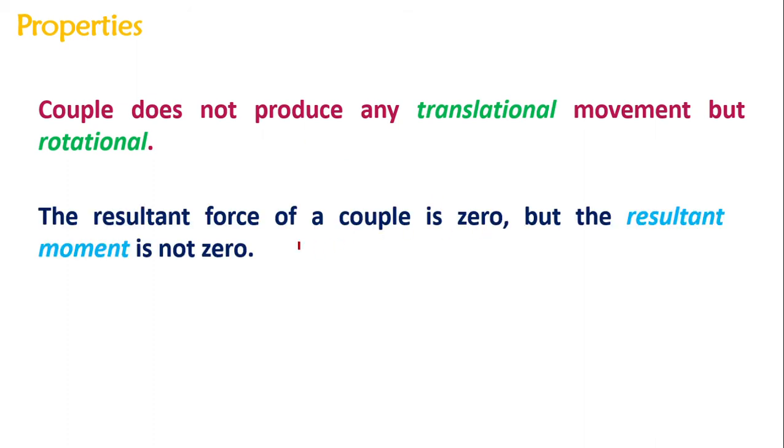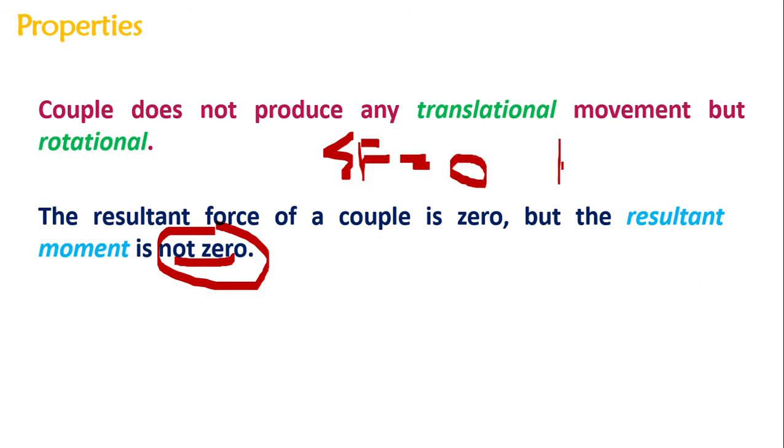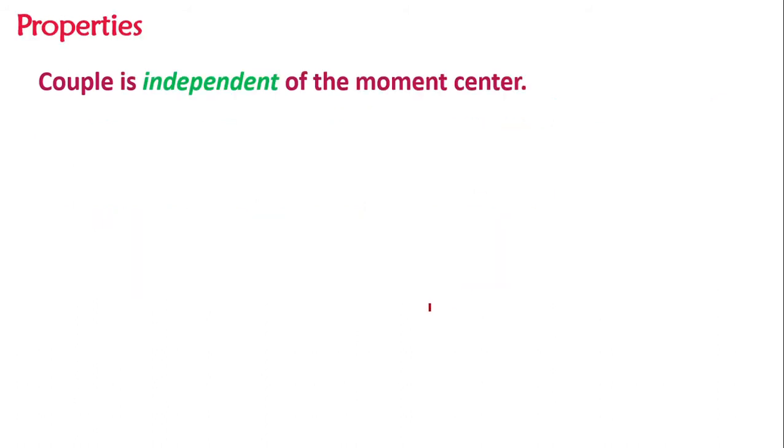Okay. So, sabi diyan, a couple does not produce any translational movement but rotational. So, the resultant force of a couple is 0, but the resultant moment is not 0. Yan, tatandaan nyo. Kasi pag kinompute natin ang sum of forces, lilitaw ay 0. So, ibig sabihin yung F mo ay 0 na. So, makukuha mo yung couple mo ay 0 or moment mo. Diba? Kasi FD nga eh. Hindi pwede yun. Mali yun. Hindi dapat 0.